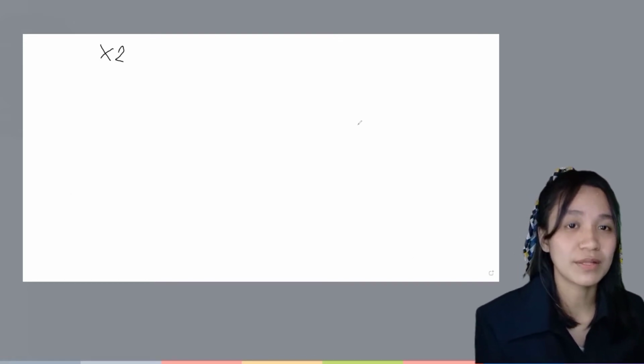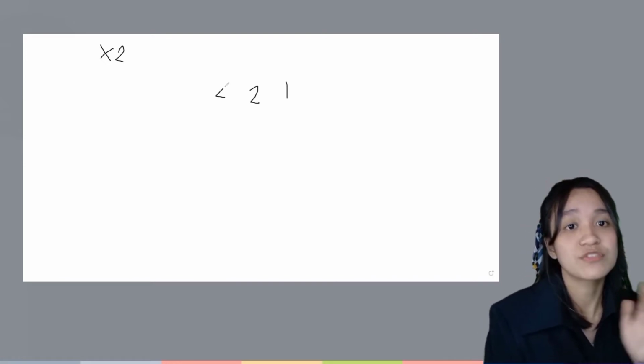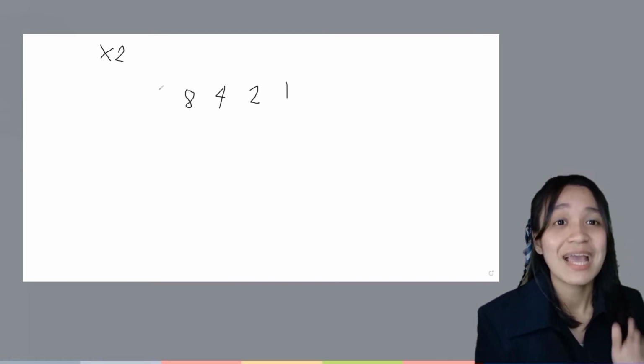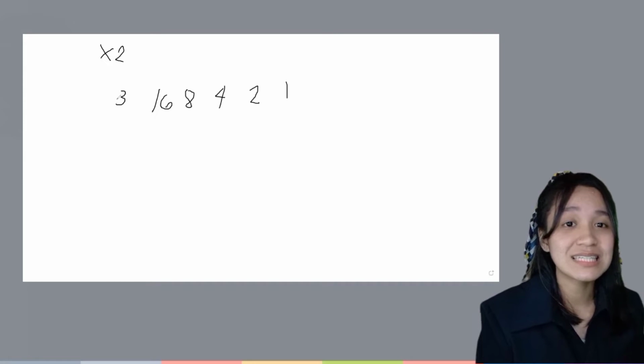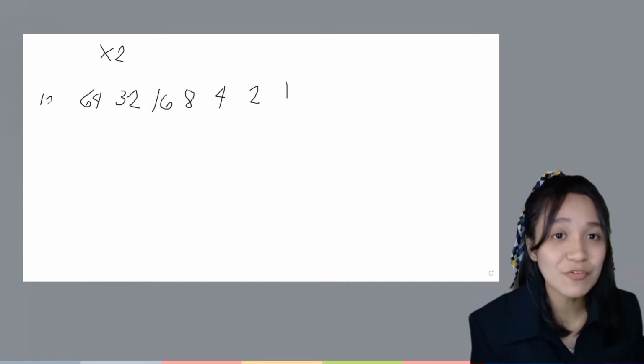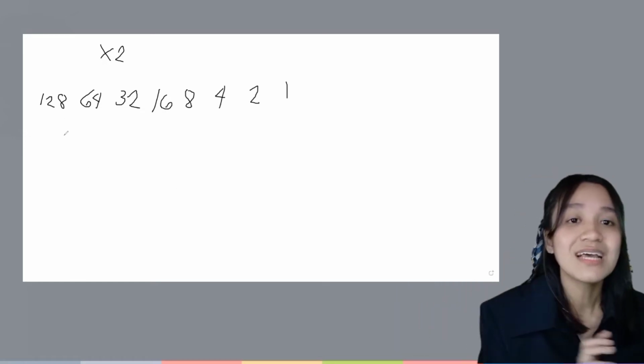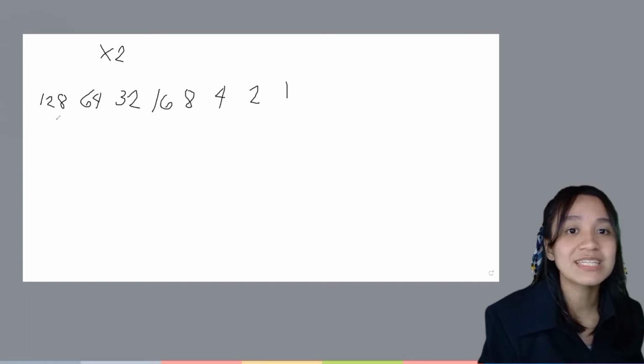In converting binary numbers, we will start multiplying by 2 from right to left, since binary is base 2. Now let's start with 1. Then 1 times 2 is 2, 2 times 2 is 4, 4 times 2 is 8, 8 times 2 is 16, 16 times 2 is 32, 32 times 2 is 64, and 64 times 2 is 128, and so on and so forth.